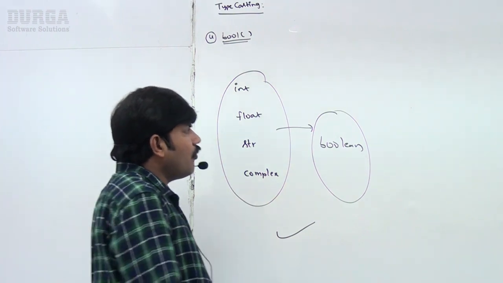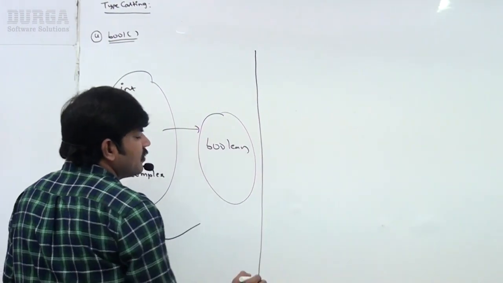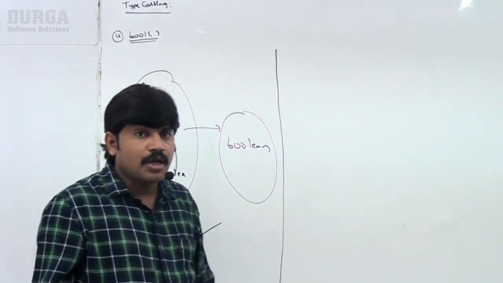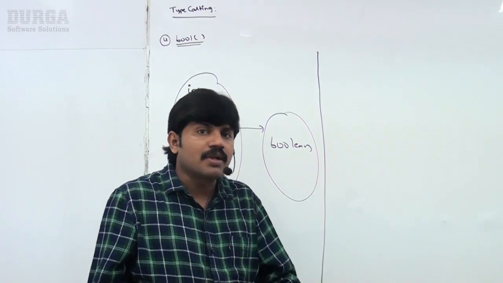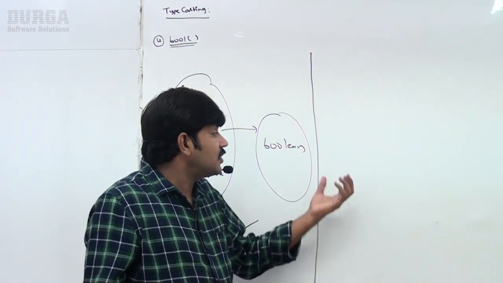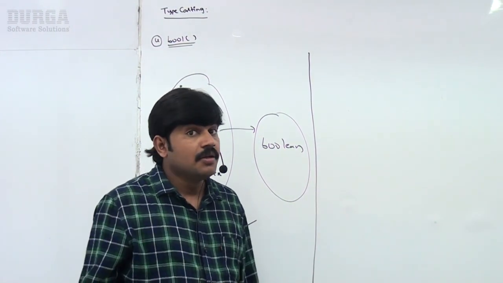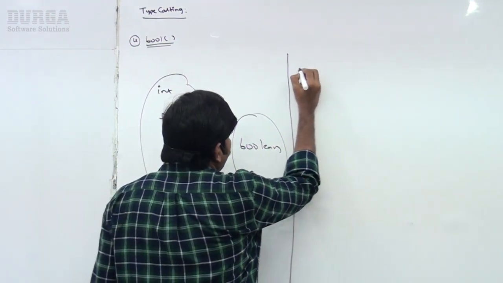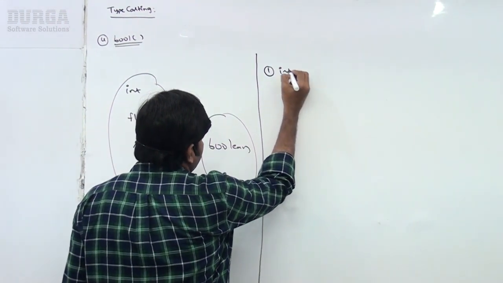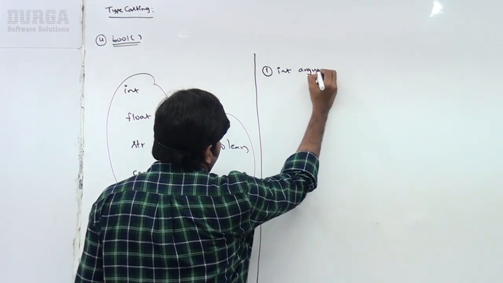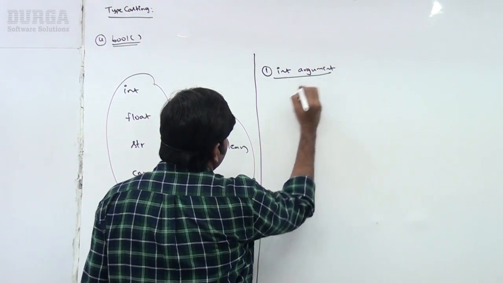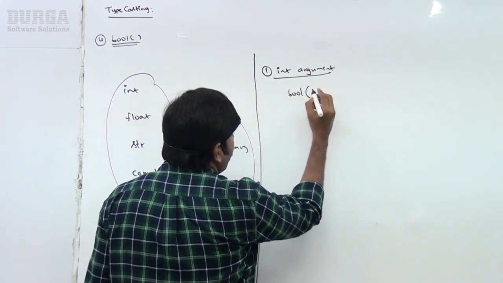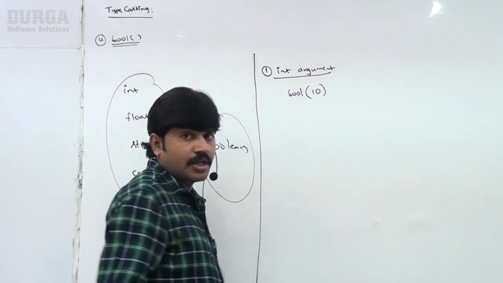Sir, now how can you use this bool function? What rules are there if the argument is int type, float type, complex type, or string type? Take very special care about this one. First, the int argument. If I pass an int argument, bool of 10 I am taking. Can you please tell what the answer is?